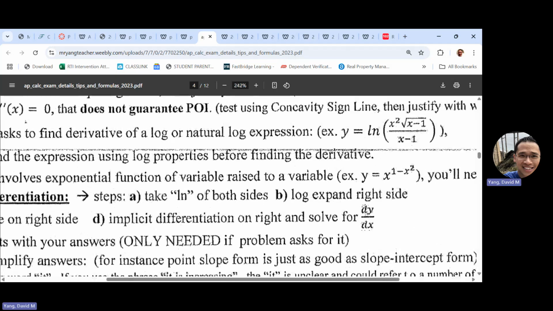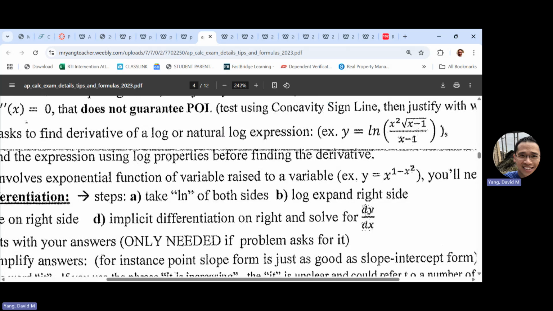If you see a natural log problem and they're asking you to find the derivative, keep in mind that you have log properties available to you. It is possible to find the derivative at this stage, but it's going to be really messy. The easier way is to apply all your log properties and expand everything out, and that way you're dealing with 3 smaller problems than trying to do a really messy chain rule, quotient rule combination.